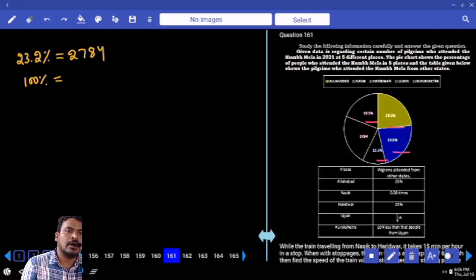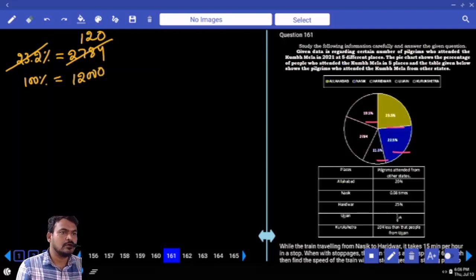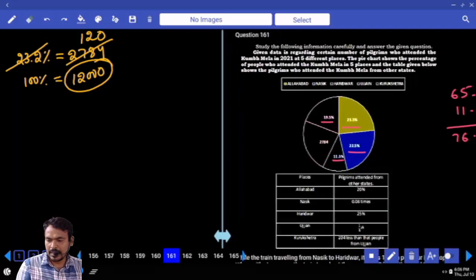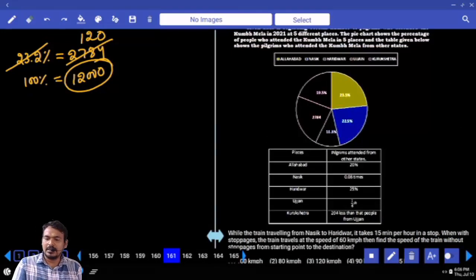We get the 100%. 23.2 means 232 one time, again 2 times, means it will be 120 times, means 100% is how much? 12,000. 100% value is 12,000. 23.2, if it is considered 232, how many times is it? 12 times. Denominator 0, it will be multiplied by 10, it will be 120 into 100. What is the total value? 12,000.